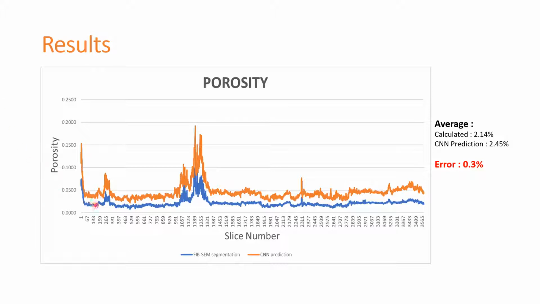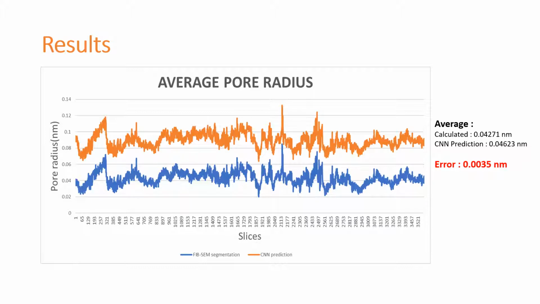The blue trend line here is the actual values calculated from FIB-SEM slices, and the orange trend line is the predicted values from our machine learning model. There was an error of 0.3%, which is almost negligible. The results were also the same for average pore radius. We got an error of 0.0035 nanometers on an average for each slice.